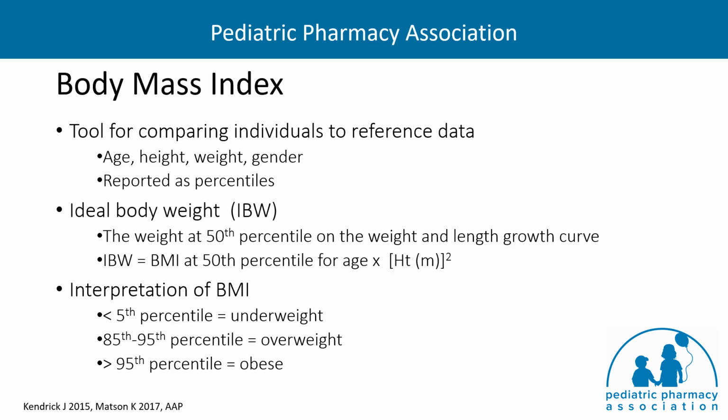Body mass index is a way to compare overall growth of one child to others of the same age and sex. Ideal body weight is the 50th percentile on the growth curve. BMI is used to determine the weight categories of underweight, overweight, and obese.